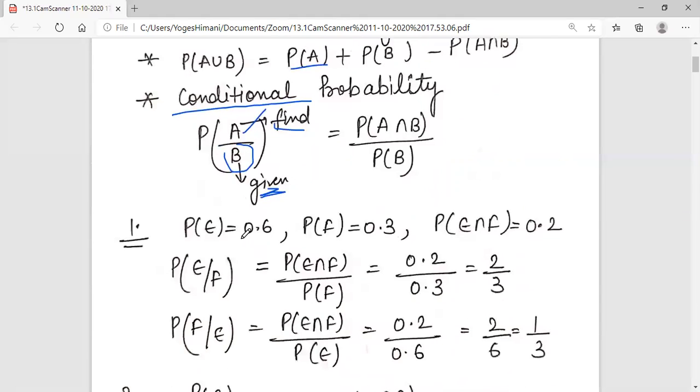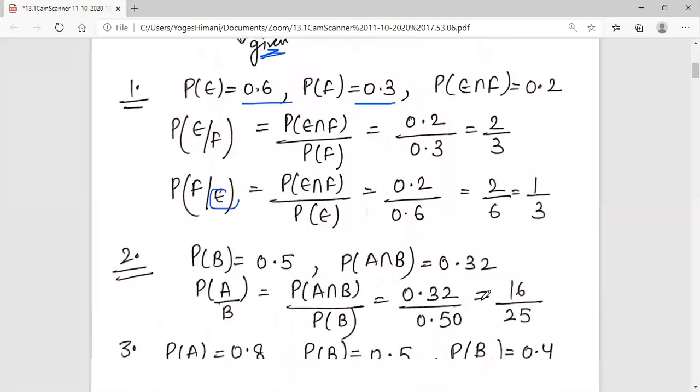Like question number 1, probability of E is given 0.6, probability of F is 0.3, and probability of E intersection F is 0.2. First, we have to find probability of E by F. Again, same formula: probability of E intersection F upon probability of F, 0.2 by 0.3. Probability of F by E: the formula is probability of E intersection F upon, what is down now? Probability of E. That is equal to 0.2 upon 0.6.